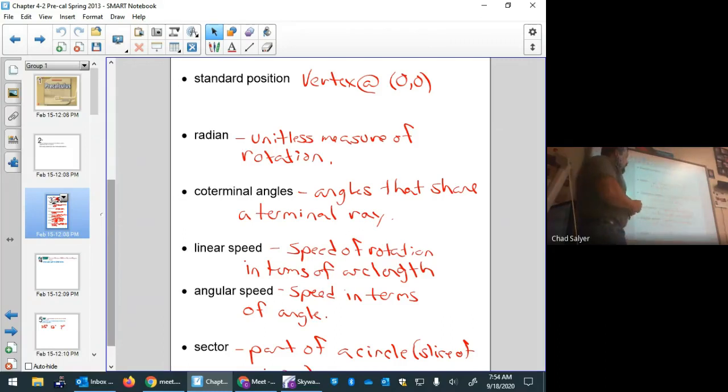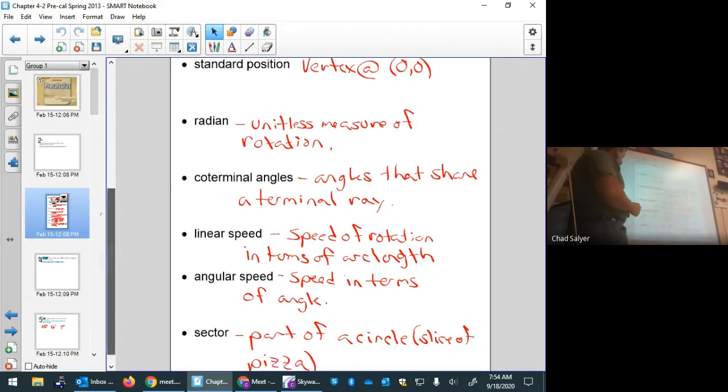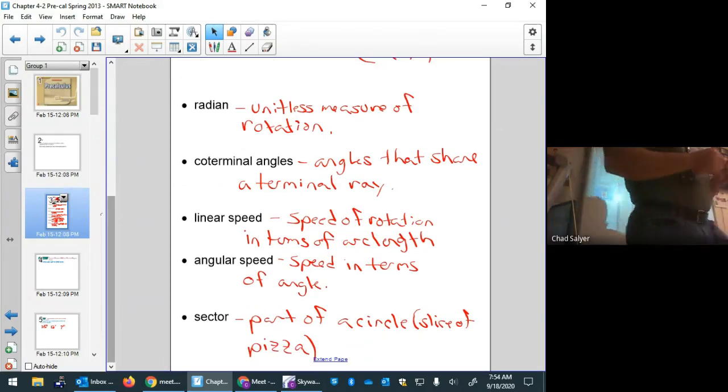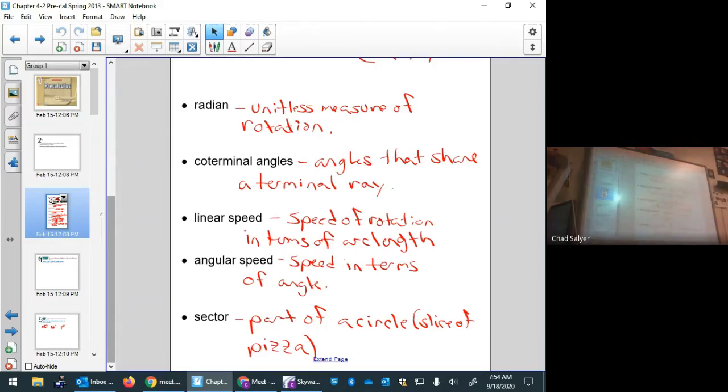Linear speed, this is speed of rotation in terms of arc length. Angular speed is speed in terms of angle. There are two fairly challenging test questions on these two topics. So these two represent topics that are often missed on the test. And then the last definition here is sector. It's a part of a circle, and we're going to measure it with a formula, but think slice of pizza. So if the circle were a pizza, the sector is like a slice.